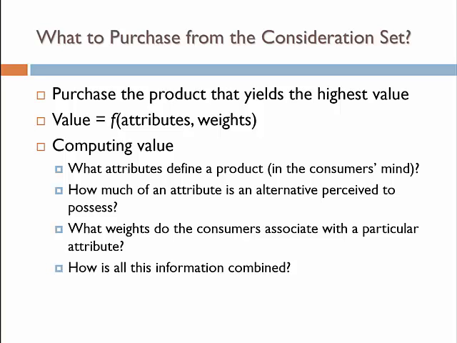Now, what consumers end up purchasing from the consideration set depends on the value that they associate with each product. So if the consumer is rational, the product that they choose must offer them the highest value. So it's therefore important to understand how consumers map the attributes that the product has to the value that they derive from the product.